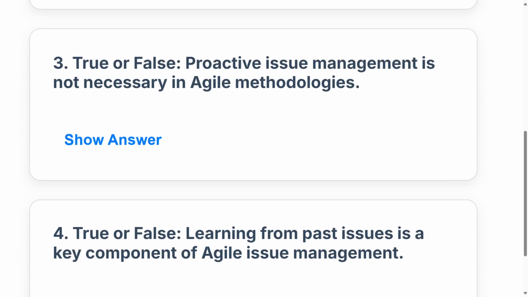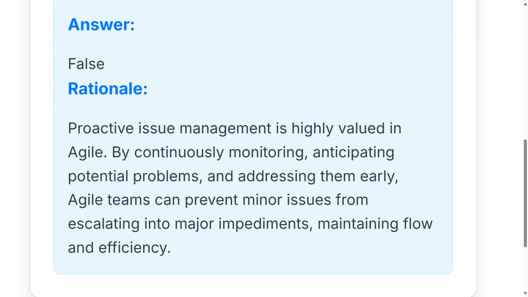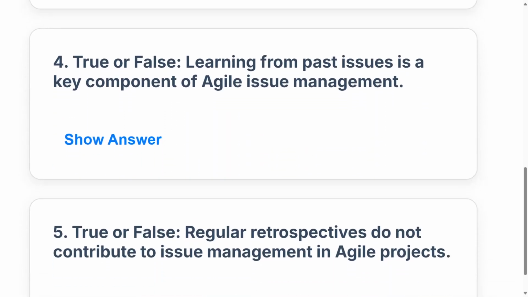Number 3, true or false? Proactive issue management is not necessary in Agile methodologies. You already know that proactivity is relevant everywhere, so that is false. Proactive issue management is highly valued in Agile. By continuously monitoring and anticipating potential problems and addressing them early, the Agile team can prevent minor issues from escalating into major impediments, maintaining flow and efficiency.